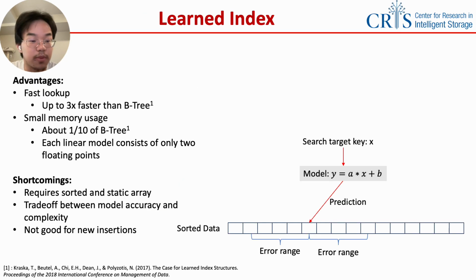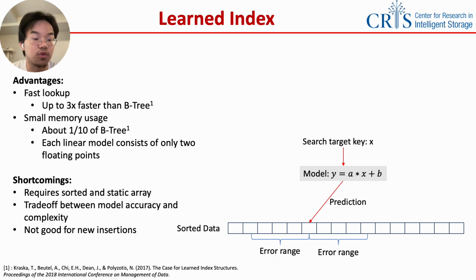So here is some analysis about the learned index. The first advantage of learned index is that it could achieve fast lookup. Based on some existing experiments in existing works, it could achieve up to 3 times faster than the B tree or B plus tree. The second advantage is that it uses smaller memory. Based on the experimental results, it only used about 1/10 of the B plus tree. This is because each linear model could consist of only 2 floating points, which could potentially cover a large data range.